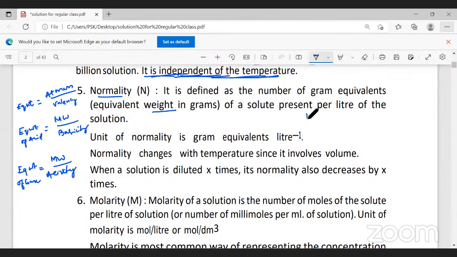Now just observe. I'll take a few examples again. HCl. What's the molecular mass of HCl? 1 plus 35.5. So the molecular weight of HCl is 36.5. Molecular weight is nothing but the sum of the atomic masses. Tell me, as per the formula, what is the equivalent weight of HCl? It is 36.5 divided by the basicity of HCl, which is 1. So it will be again 36.5.